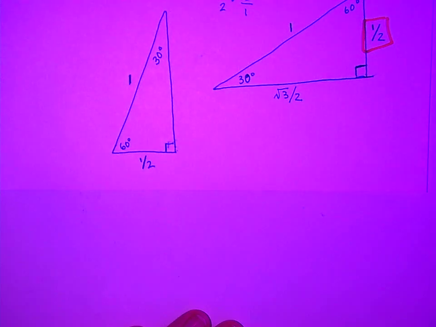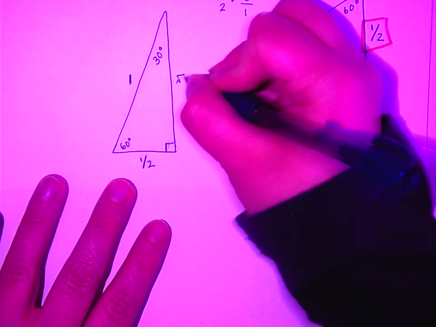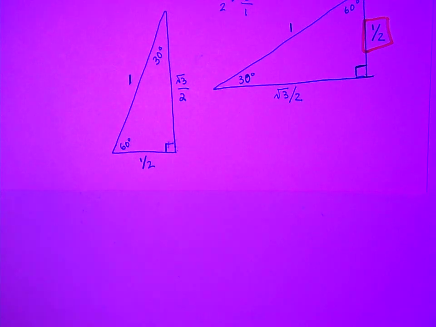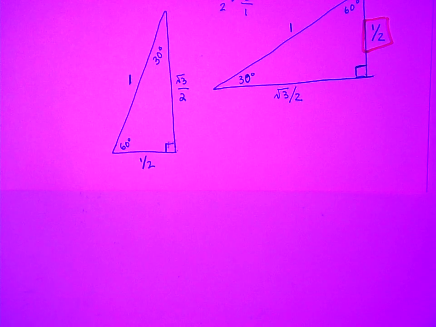And then 1/2 times the square root of 3 is the square root of 3 over 2. It's just that this time the square root of 3 over 2 is going up and down, and the 1/2 is going left and right.